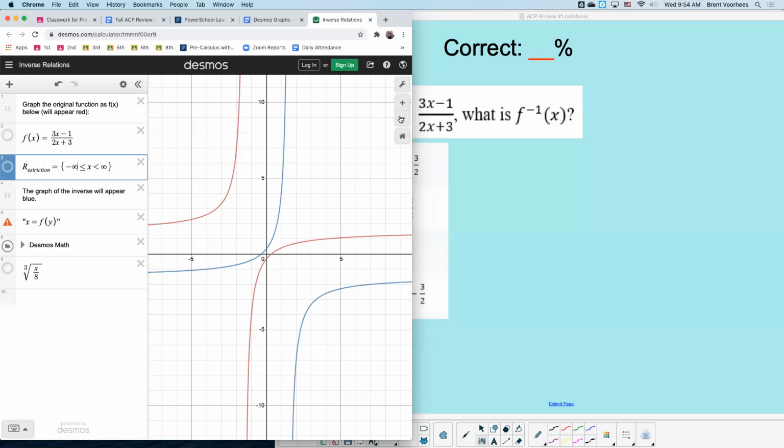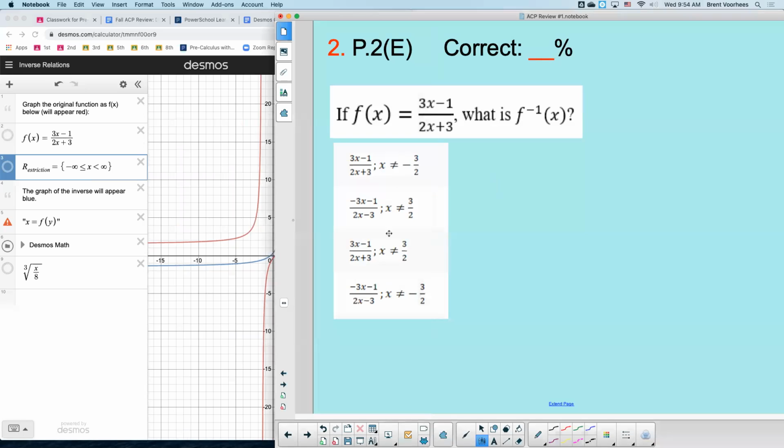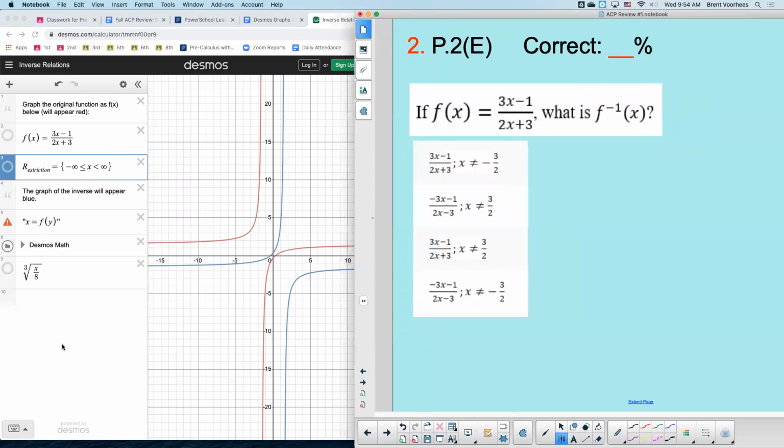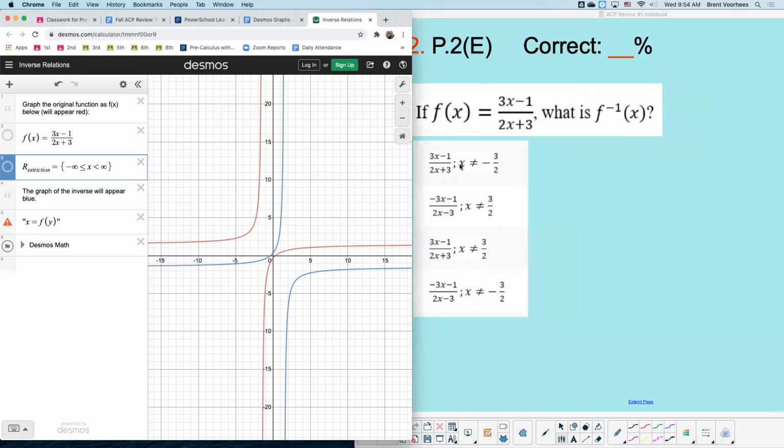So what we did on the previous problem that did not give us a graph is we just graphed the answer choices and saw which one overlapped. And that's what I'm going to do right here, is I'm going to graph these answer choices and see which one highlights the blue or overlaps the blue. So we'll just type them in. The first one is, I'll hit the division symbol first this time to be easier. 3x minus 1 over 2x plus 3.